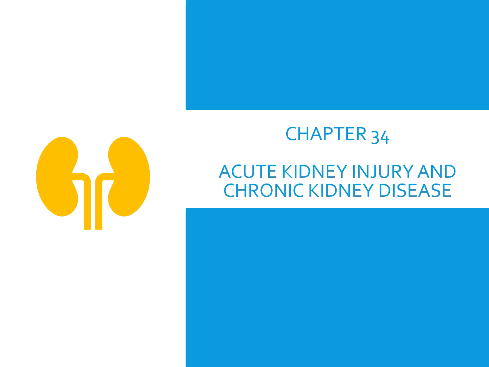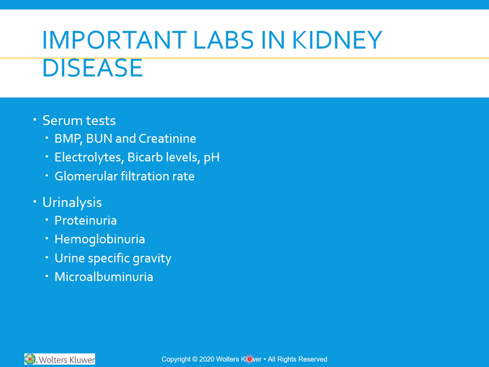Chapter 34 discusses acute kidney injury and chronic kidney disease. The first thing that you should understand are some of the important lab values that we use to monitor kidney function or to diagnose or define different levels of kidney disease. So I'm going to ask that you look up the normal ranges for these tests and really think about how they are affected in kidney disease.